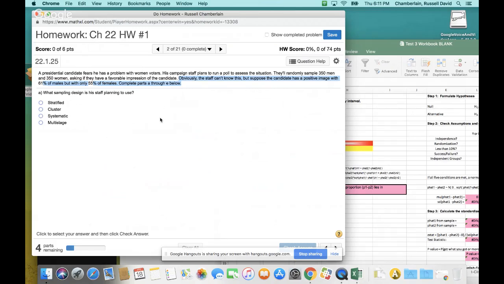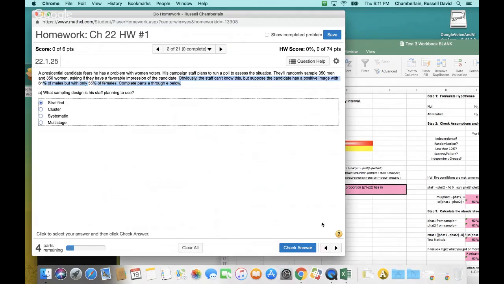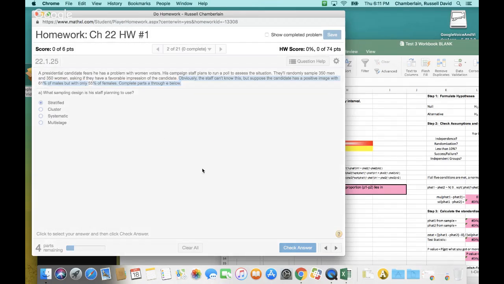So, what kind of sampling is this staff planning to use? It is a stratified sample. We're randomly sampling from 2 different buckets. We're pulling random samples from 2 different buckets till we have equal numbers from each group, right? Yep, well done. Thank you, Pearson.